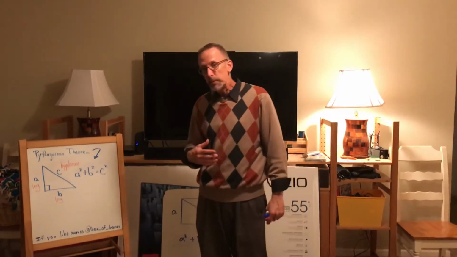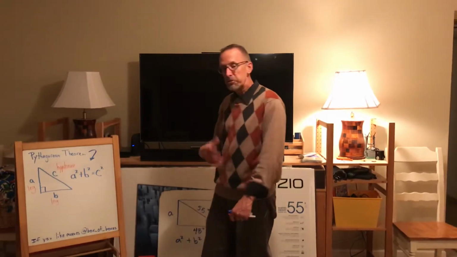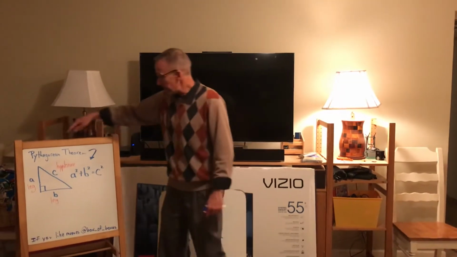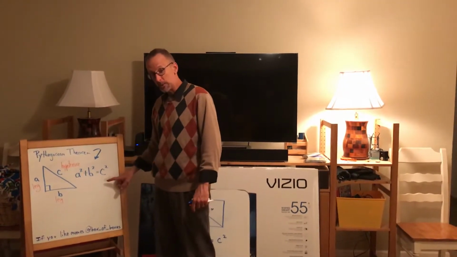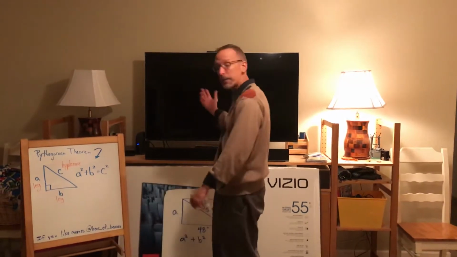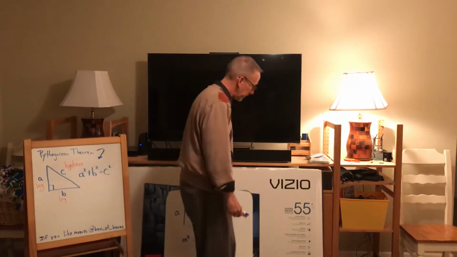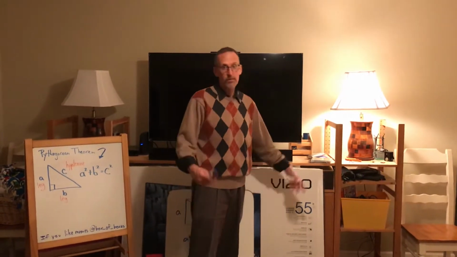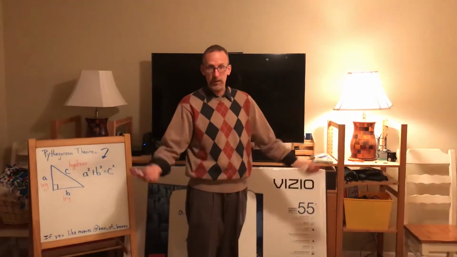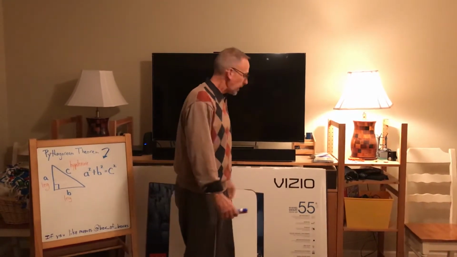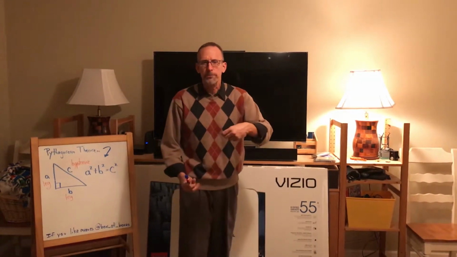If you saw the video before, you saw that we used the Pythagorean Theorem, a squared plus b squared equals c squared, to figure out how big my TV was. And we saw that, sure enough, lo and behold, it is a 55-inch TV. That's the way the calculations worked out. Pythagoras sort of confirmed it. But I want to ask a different question.